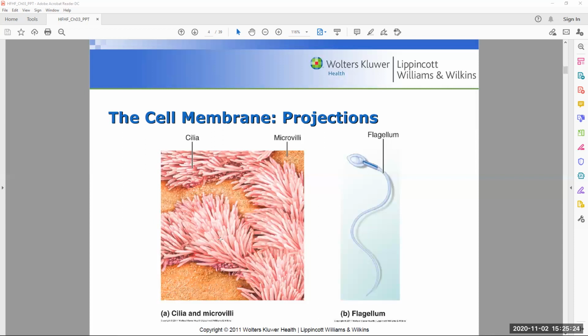Here we see another structure in terms of cell membrane projections. Here we have flagella, right? The flagellum, which is present on sperm cells. This is a modification which gives the sperm the ability to move, in particular from its site within the vaginal orifice up until the neck of the uterus within the fallopian tube. Sorry, so where fertilization usually occurs.